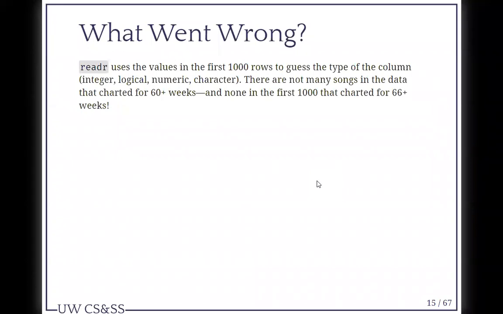So what went wrong? readr uses the values in the first 1,000 rows to guess the type of the column for the whole length of the column. So it will guess whether it's an integer, logical, numeric, or character. And since there are not many songs in the data that charted for 60+ weeks, and none in the first 1,000 rows that charted for 66 weeks, it just said it was logical.